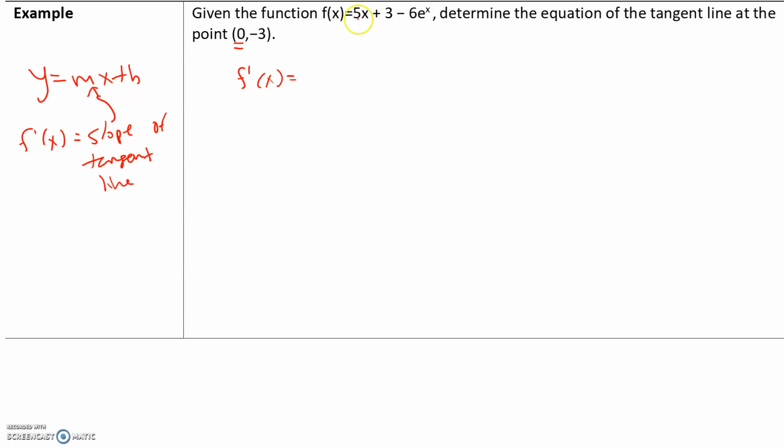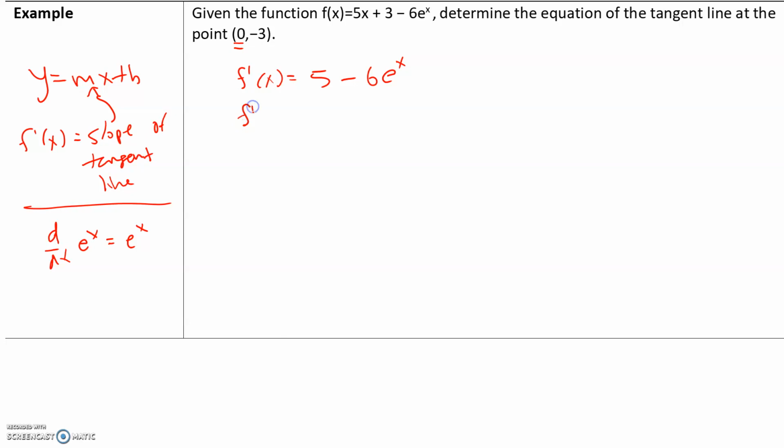f prime of x: the derivative of 5x is going to be 5. The derivative of 3 is going to be 0, so I'm not going to even write that. And remember that the derivative of e to the x is just equal to e to the x. So this gives me minus 6e to the x. Okay, that's our derivative. Now, we want the slope of the tangent line, which is the first derivative, at the point x = 0.